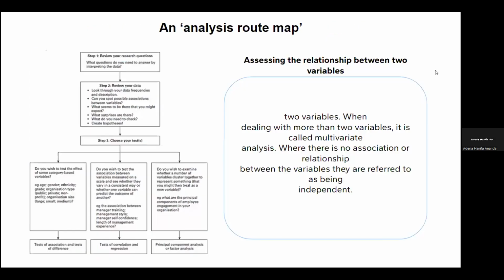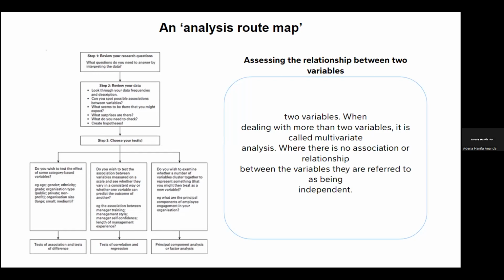So in the hypothesis, we can jump to the analysis roadmap. This is the first step that we can see: review your research questions. What question do you need to answer by interpreting the data? Next, we review the data to look through the data frequency and description. Can we spot possible associations between variables, and what seems to be there that you might expect? Then what surprises are there and what do you need to check? Next, we can create a hypothesis after reviewing the data.